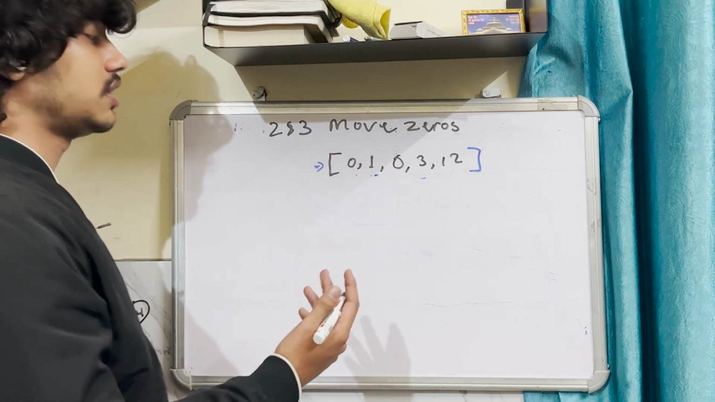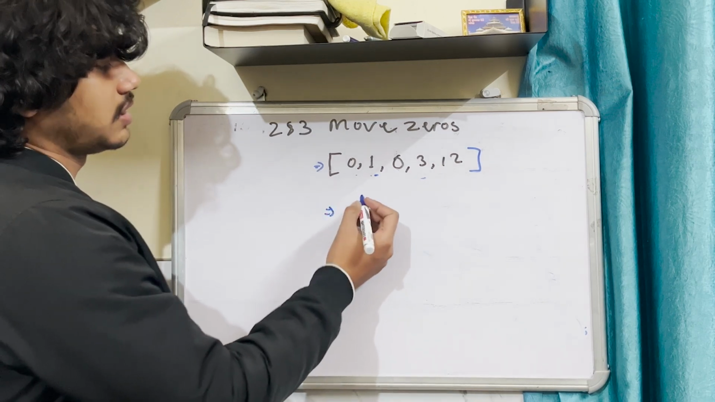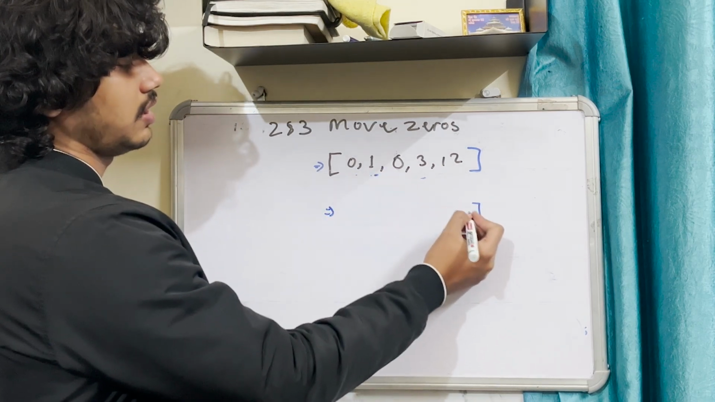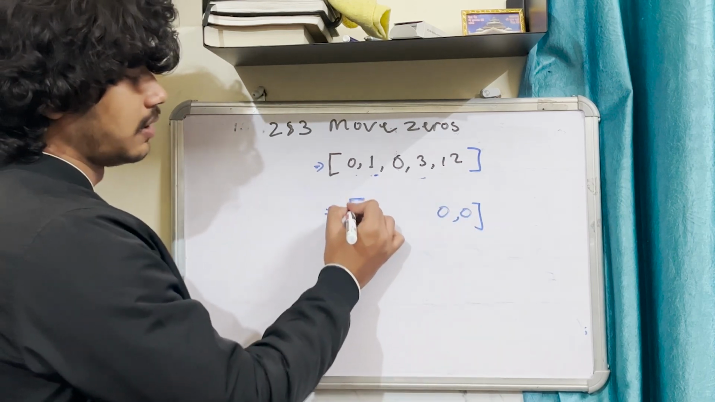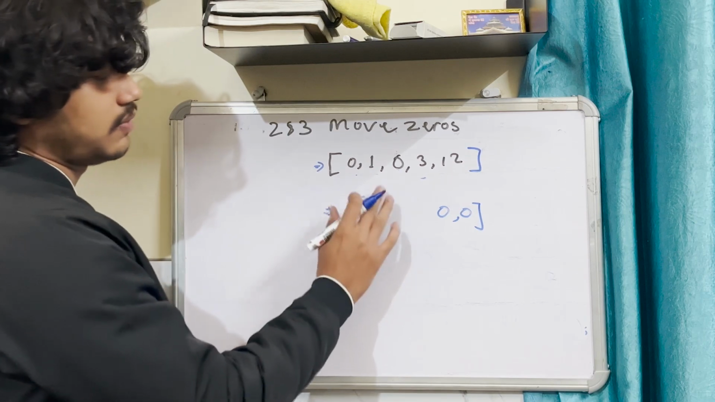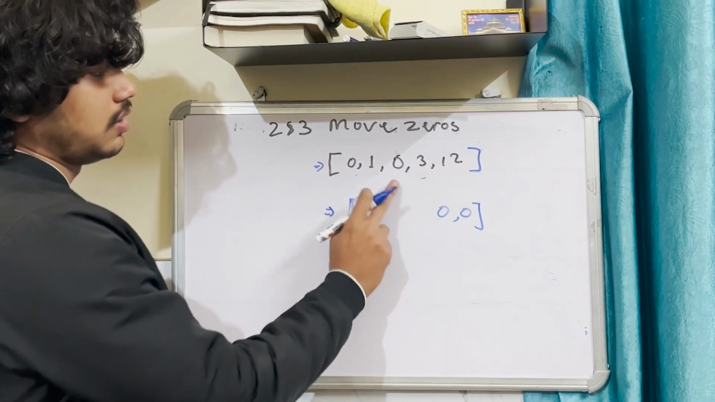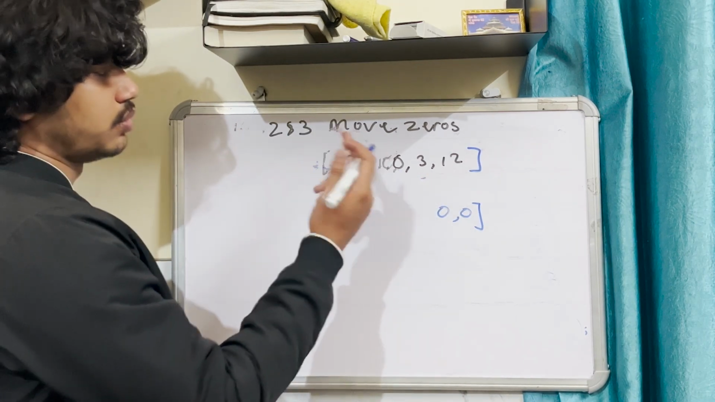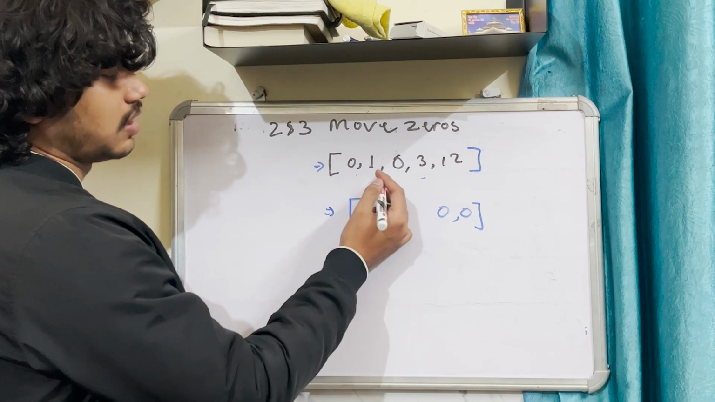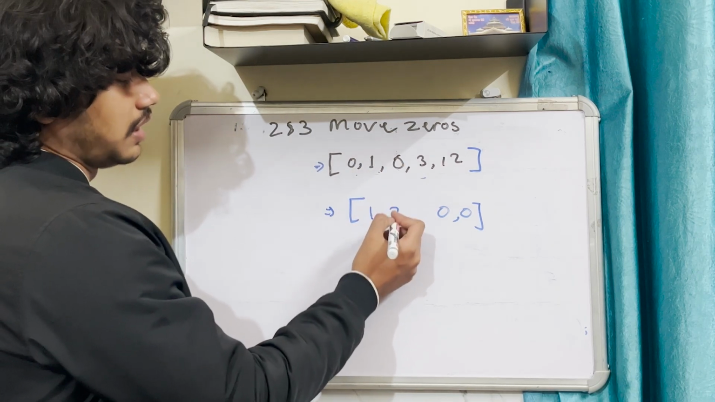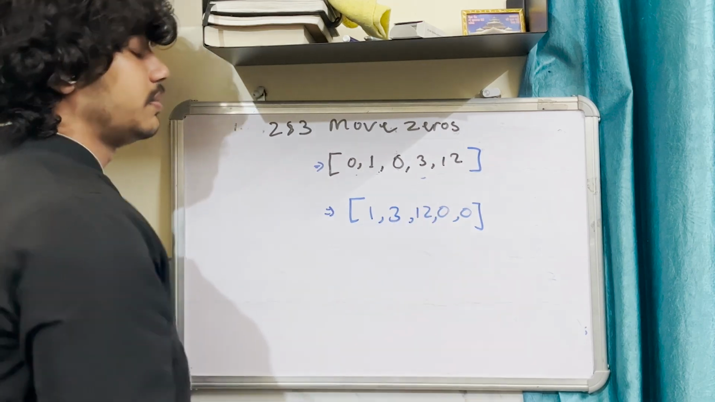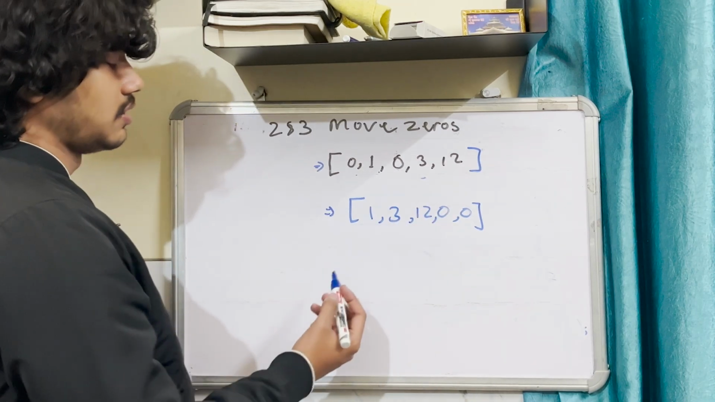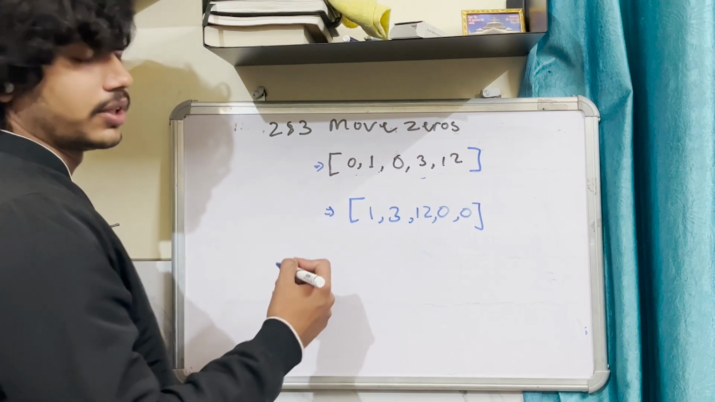If you couldn't understand, let me explain. Basically, put all zeros at the end of the array. There are two zeros, so I will simply put the zeros at the end. And the non-zero elements, for example 1, 3 and 12, you will put them in front and won't change the order. 1 will be before 3 and 3 will be before 12. This should be your nums array after performing the operation.